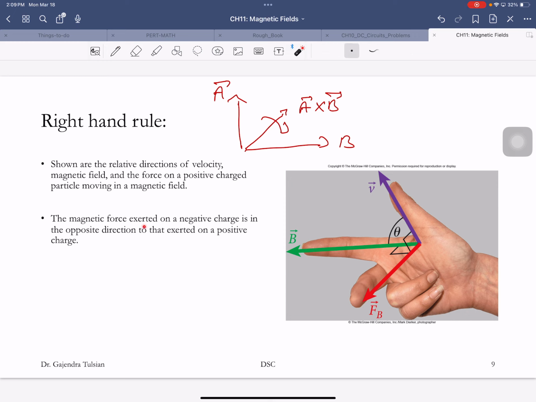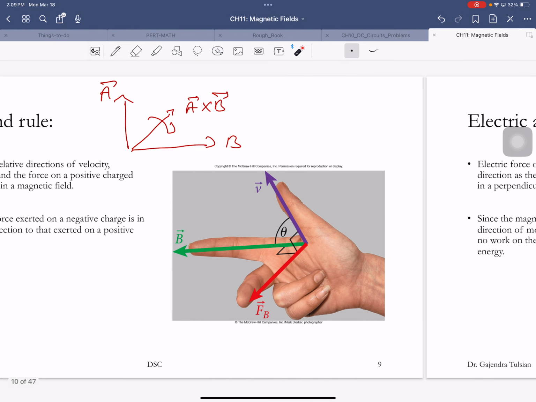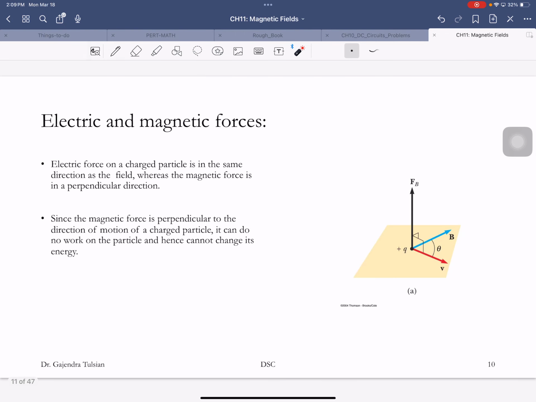So the magnetic force exerted on a negative charge is in the opposite direction to that exerted on a positive charge. The right-hand rule is for the positive charge. You could use your left hand for a negative charge. So here's the force on a charged particle.